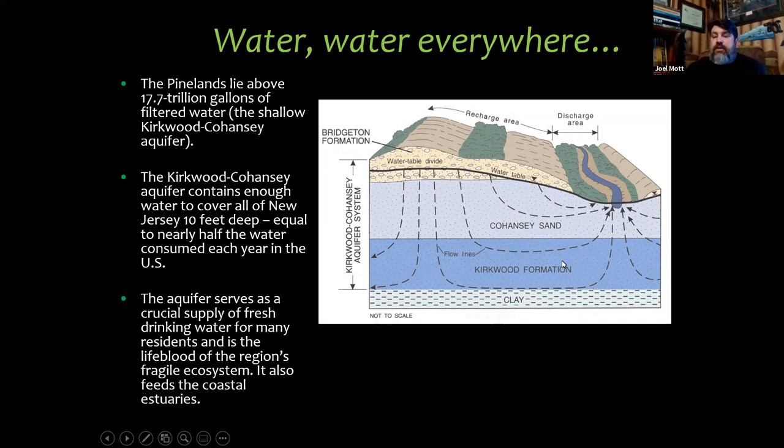We figure there's enough sand below the Pinelands to hold 17.7 trillion gallons of water, which is a pretty large number. We estimate that's nearly half the water consumed in the US each year. But if you eliminated the ability for water to recharge over time, the water would run out. So one of the really important things about the Pine Barrens, Pinelands, is to keep that open upland space to allow the area to recharge those aquifer resources. Most of the people that live in Southern New Jersey get their water from either the Kirkwood-Cohansey aquifer or some of the other aquifer systems that are connected or different layers in the area.